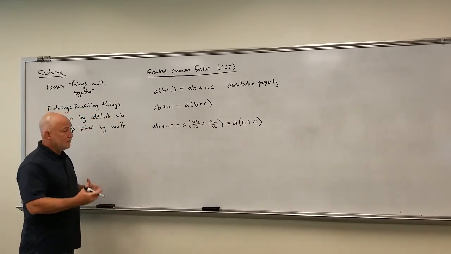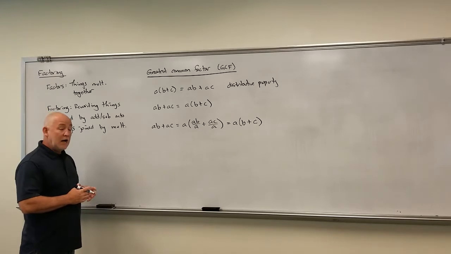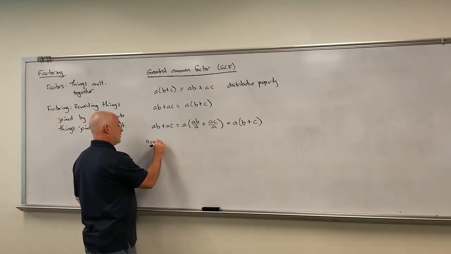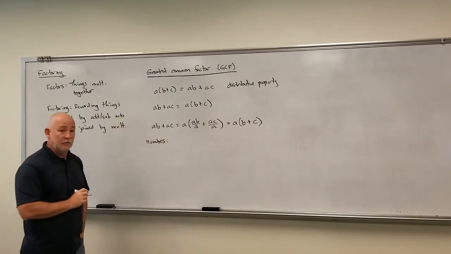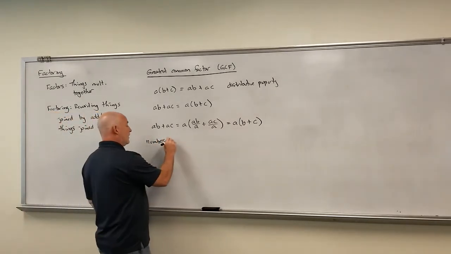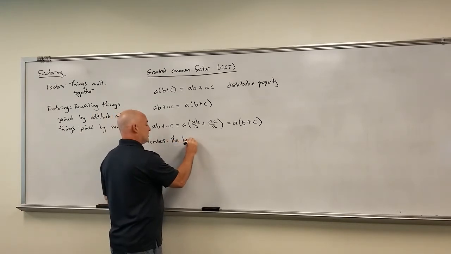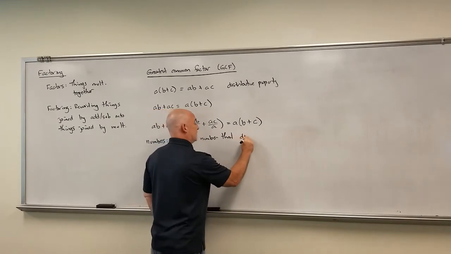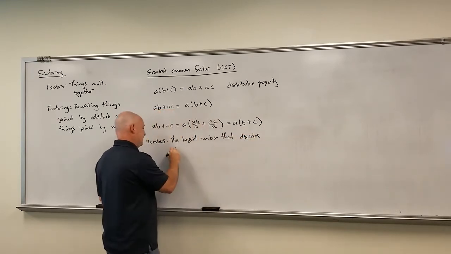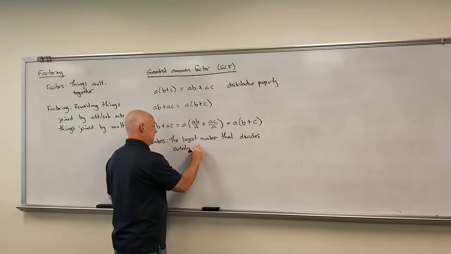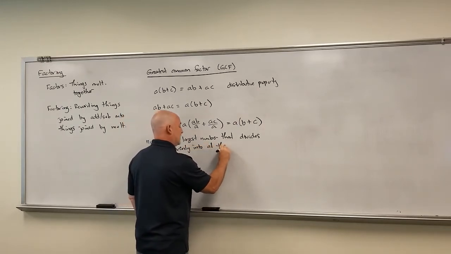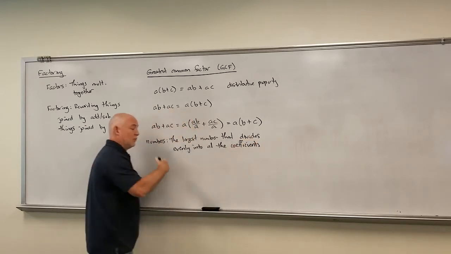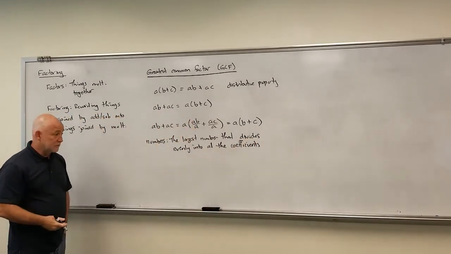So all that's left, besides actually doing some examples, is how do we determine what the greatest common factor is? Well, we're going to break it into two parts. We're going to look at the numbers separately from the variables. When you're looking at the numbers, you want to find the largest number that divides evenly into all the coefficients. Now remember, coefficients is just the number in front of the variables, or if there's no variable, it's just the number.